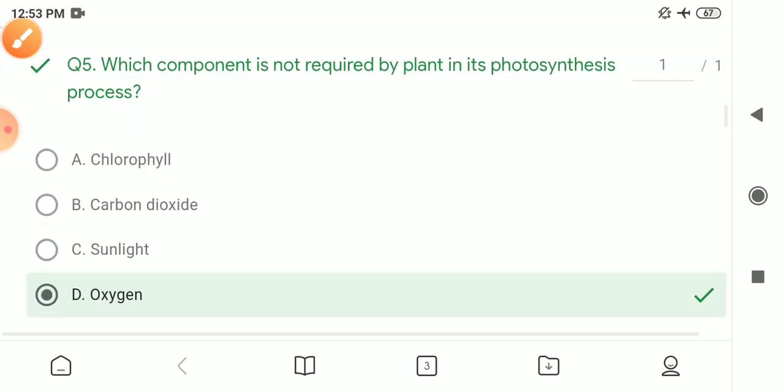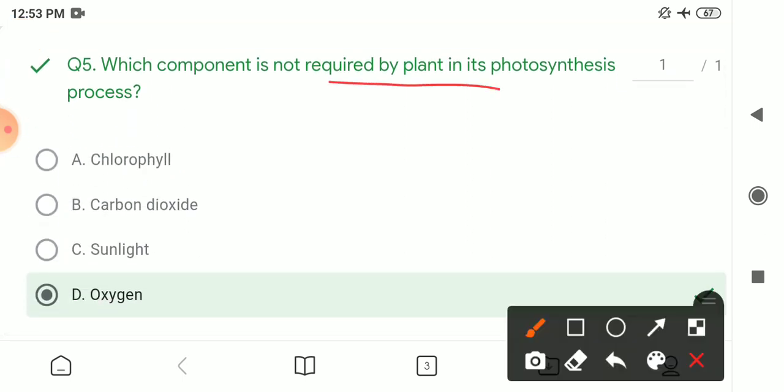Next is fifth number. Which component is not required by a plant in the process of photosynthesis? The options are chlorophyll, carbon dioxide, sunlight or oxygen. So here your answer is option D, that is oxygen. Oxygen is not required by a plant in its photosynthesis process. The rest of the options, that is chlorophyll, carbon dioxide and sunlight, are all required by a plant in the process of photosynthesis or to make its own food.